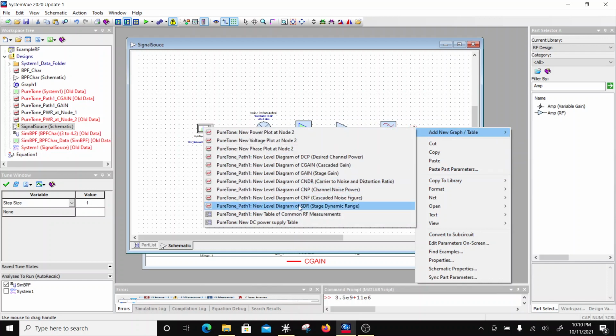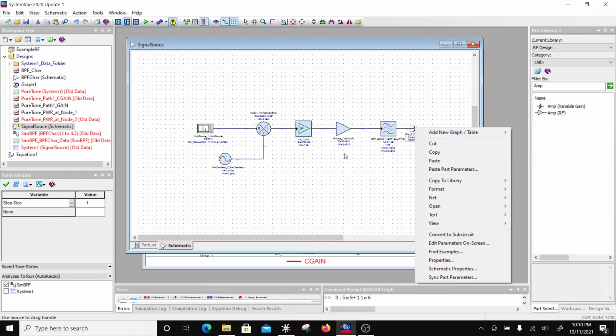So here you will see cascaded noise figure here, and this is the stage dynamic range. So what that is, spurious free dynamic range. So what is a spurious free dynamic range? Okay, it's a gap between the sensitivity, or the minimum signal level to which a component would respond, to its TOI on the higher side. That is called the SFDR of a component, right? So that will be making more sense when we do receivers, right?